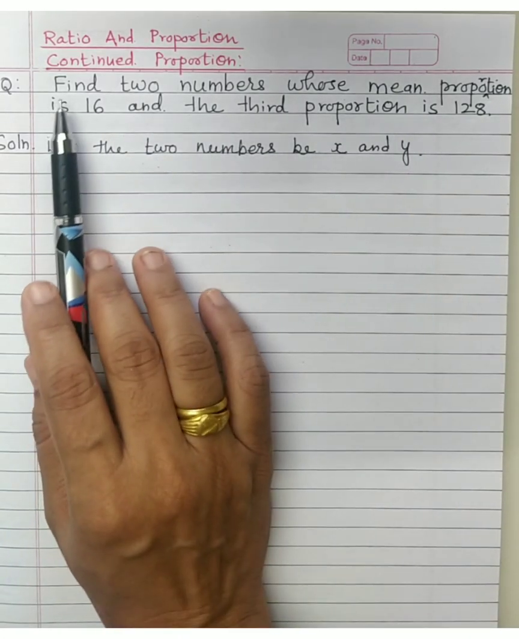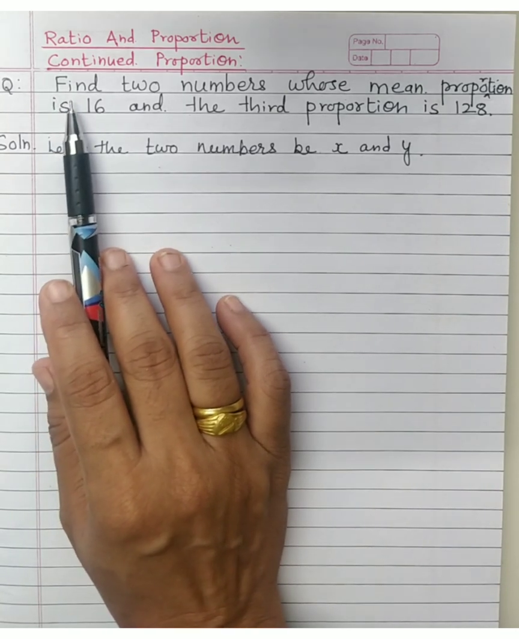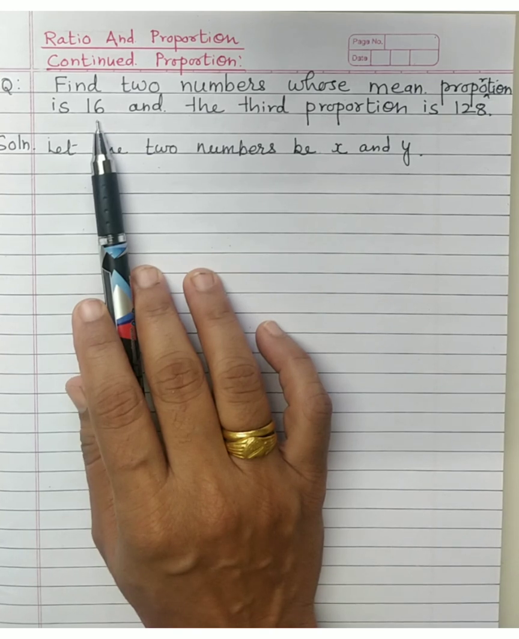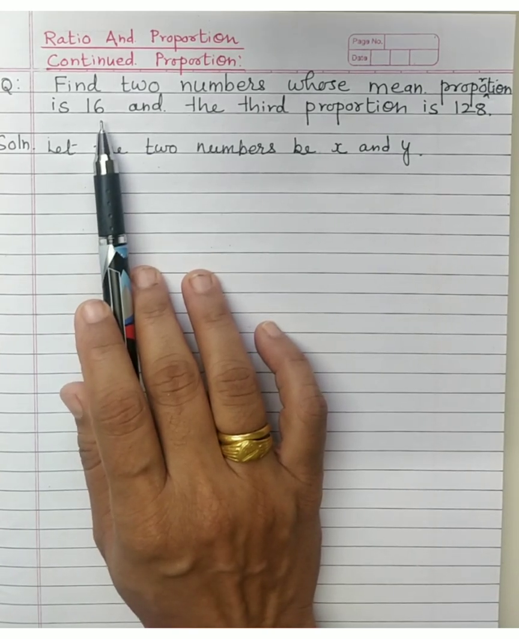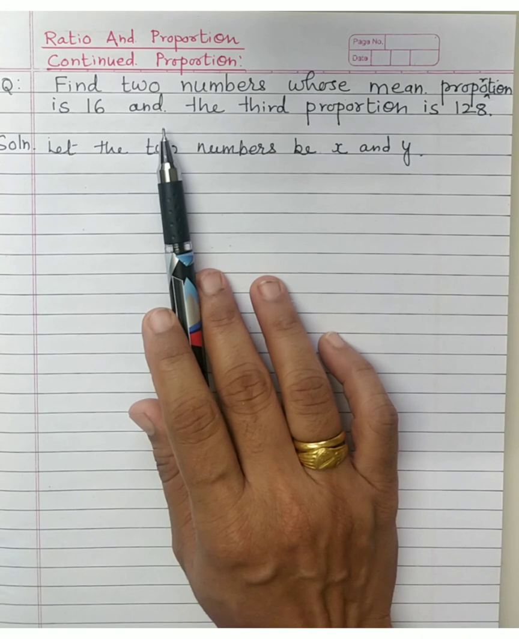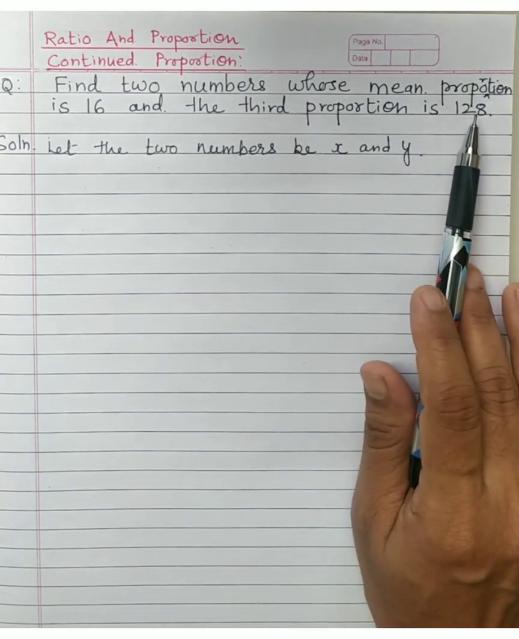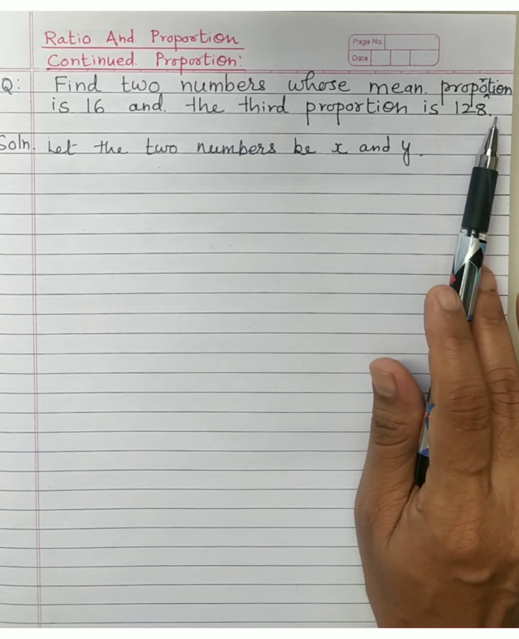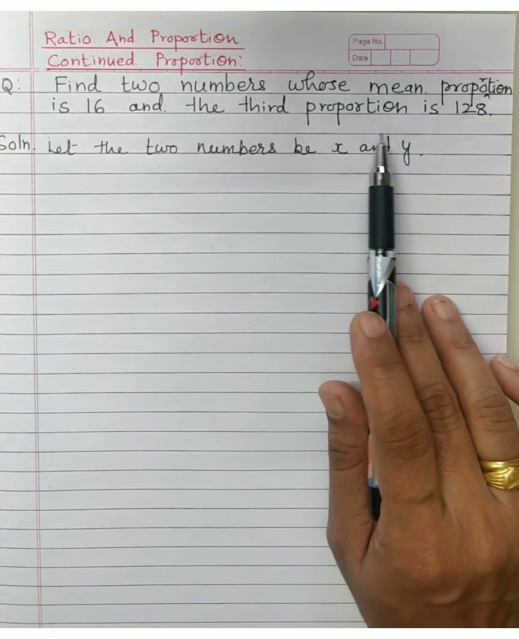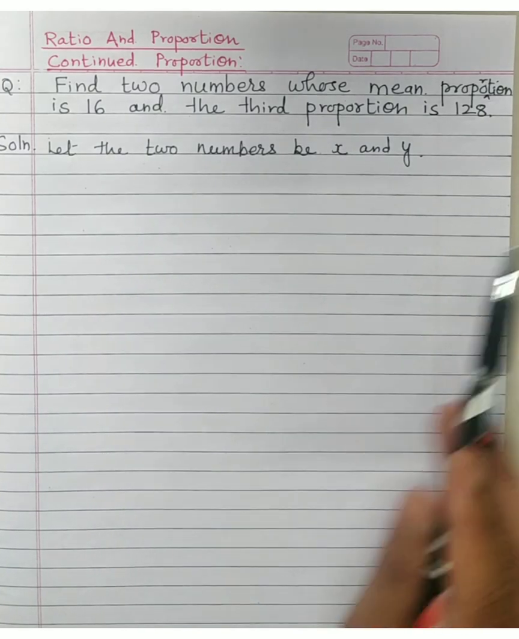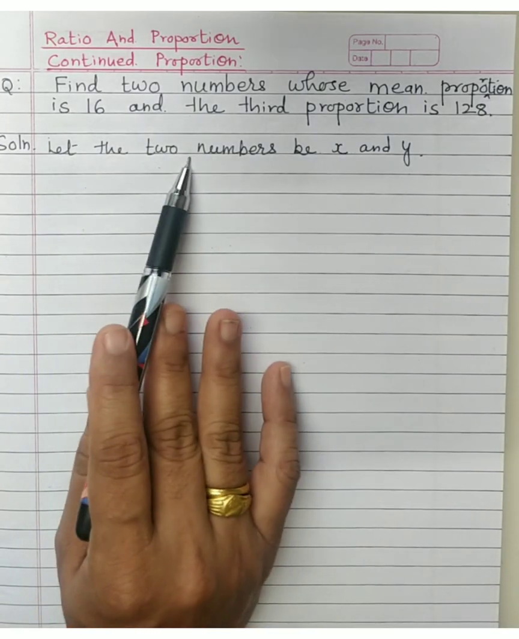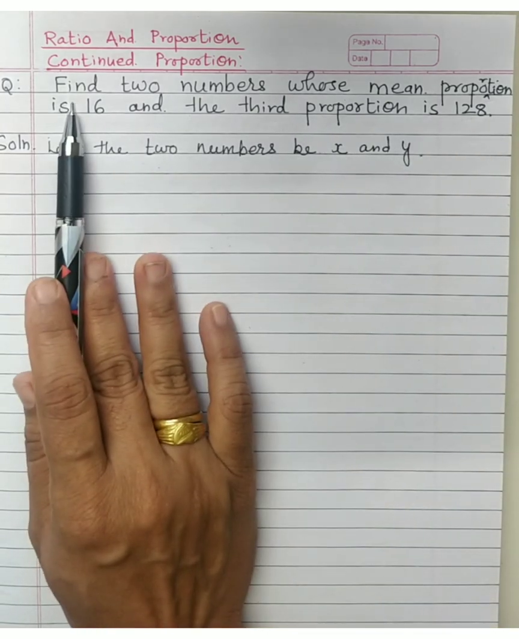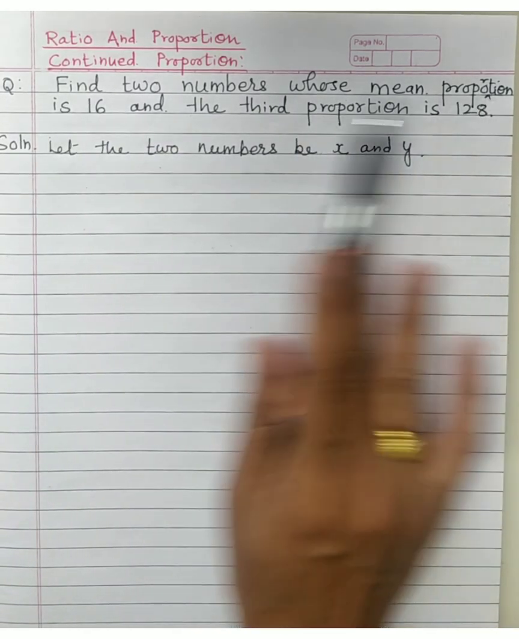Now let's see another question. Find two numbers whose mean proportion is 16. So if ABC we are talking about, B is 16. And the third proportional is 128. The last number C is 128. But we are talking about only two numbers here, right? So need to understand the language. I shall assume the two numbers as X and Y. Okay, then when I follow the first condition, whose mean proportion is 16.